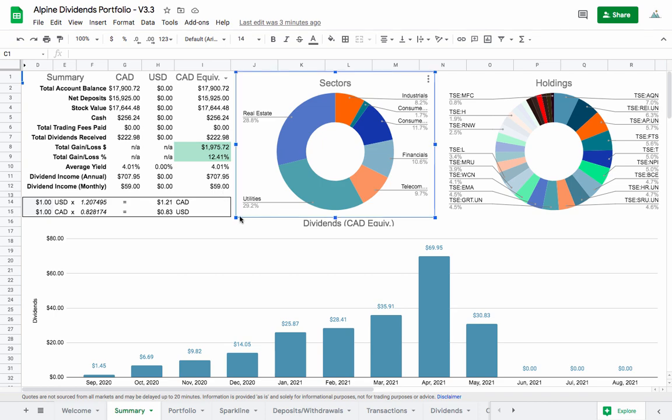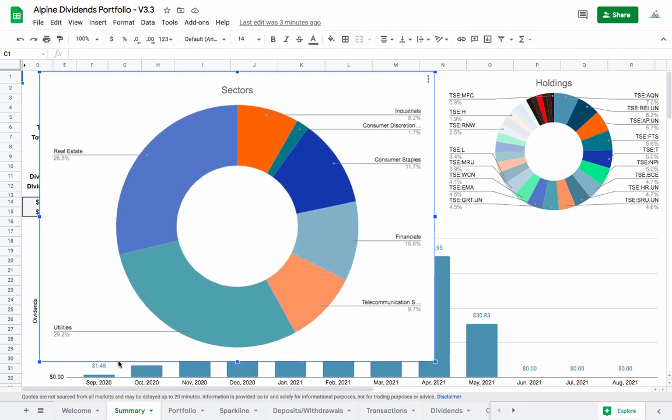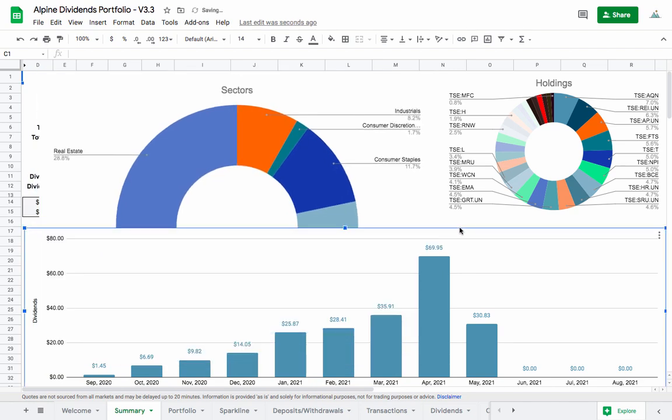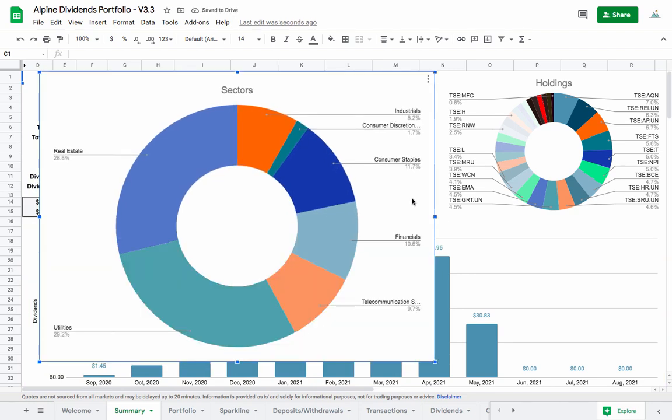You can see my sector breakdown here is mostly skewed towards real estate and utilities. And today I'm actually going to be adding in a little bit to one of my utilities, and then some in the industrial sector. I'd like to build that up a little bit, and also financials. I think there's a good deal today in financials, and so I'm going to jump on that as well.